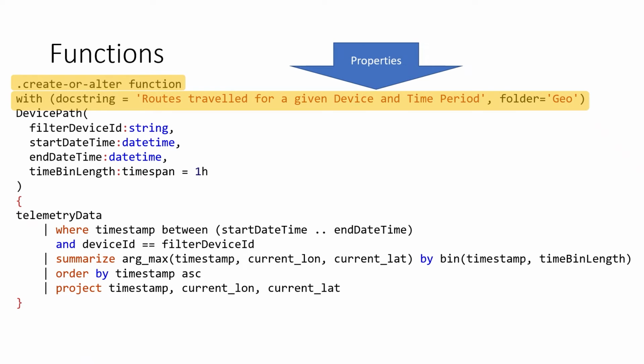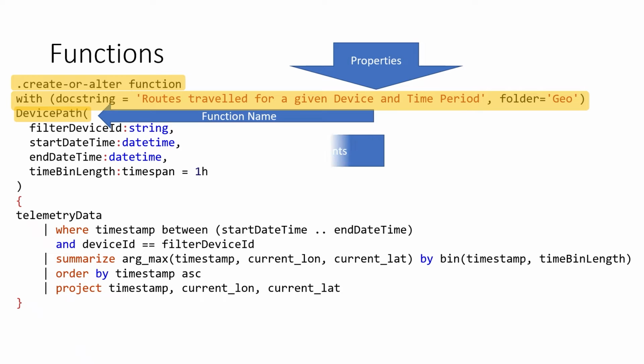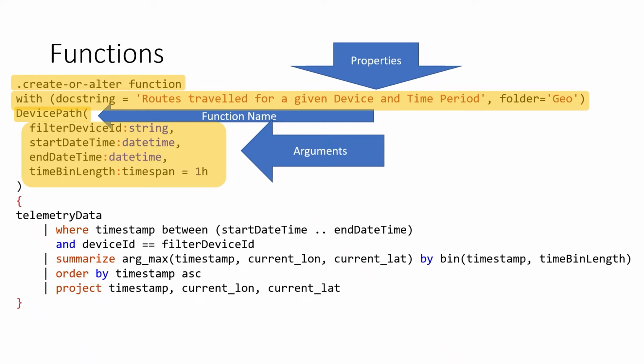It has some properties. Right here we've got a description. Docstring is a description of the function. Folder, if you want to organize them. If you have a lot of functions, it might make sense to organize them into folders. There's the name of the function. This one happens to be called device path. These are the arguments to the function, and each argument has a data type. And you'll notice that this last argument, time bin length, is optional. The reason we know it's optional is it has a default value. So if you decide not to pass that argument, it will assume a time bin length of 1 hour.